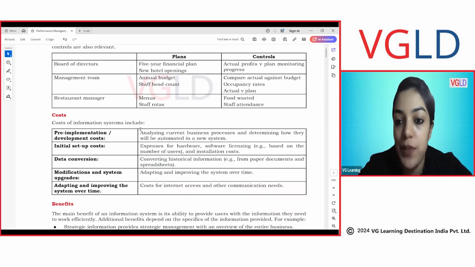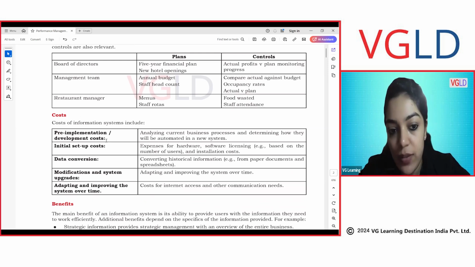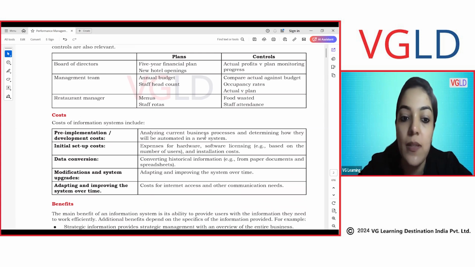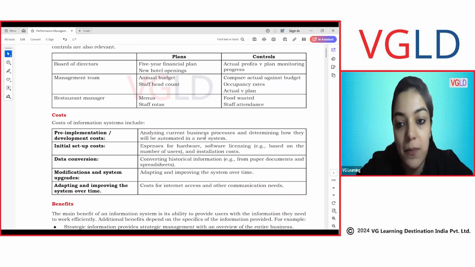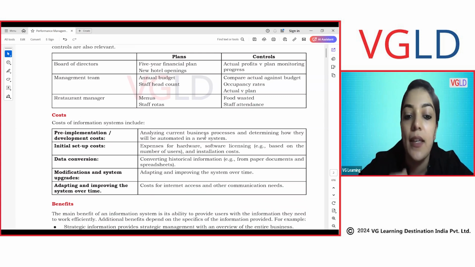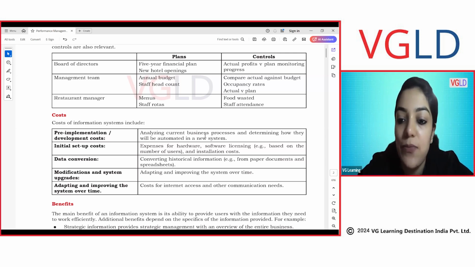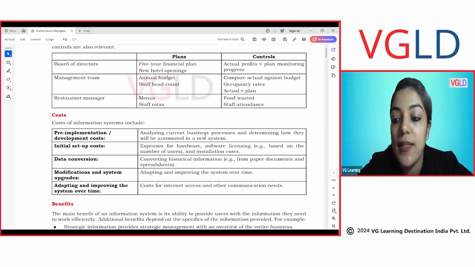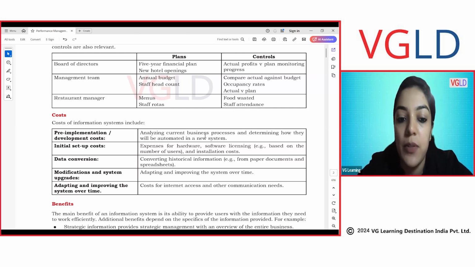Now let us understand the cost of information system. Cost of information system include pre-implementation development costs, analyzing current business processes and determining how they will be automated in a new system. So what is the cost of implementing and developing the information system? That is a cost of information system. Then next is initial setup cost, expenses for hardware, software licensing, for example based on the number of users, and installation costs. So these are a part of initial setup costs of information system.